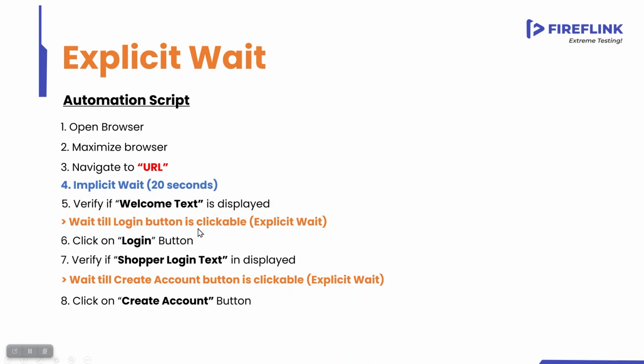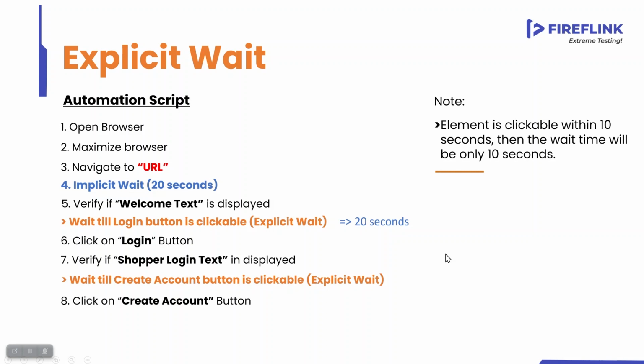My condition is it should be clickable. It should wait until the particular element is clickable. Now let us assume that I am giving a 20 seconds explicit wait. So the maximum time for the element to be clickable is 20 seconds. Now let us assume that the element is clickable within 10 seconds. Then what is going to happen? It is going to wait only for 10 seconds and it will perform the click action.